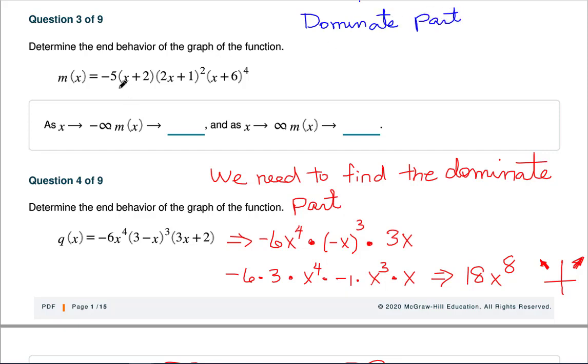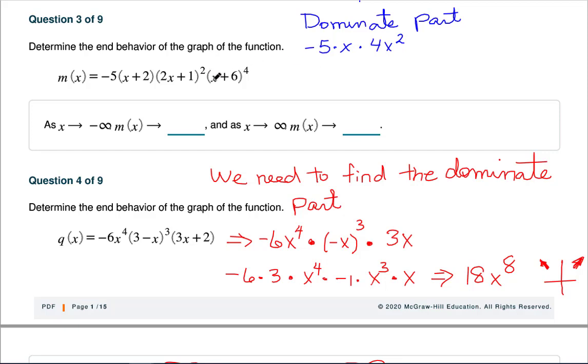And to do that, alright, I see a minus 5. From this piece I see an x. Here I see a 2x and it's squared. So you can think of that as a 4x squared.